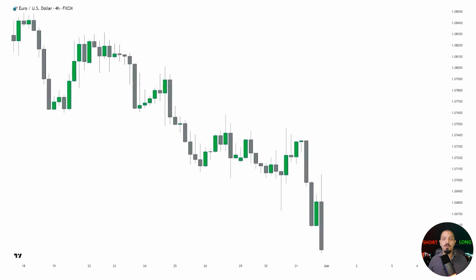Here we have the euro against the US dollar on the 4-hour chart, which we're using as our higher time frame. Later on, we'll zoom into the 1-hour chart to analyze more details and align our confluence factors. Here, we clearly see a downtrend. So let's break down the most recent impulse, correction, and pullback.